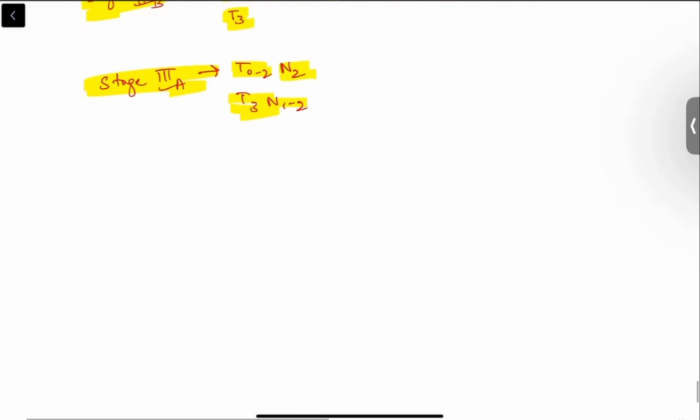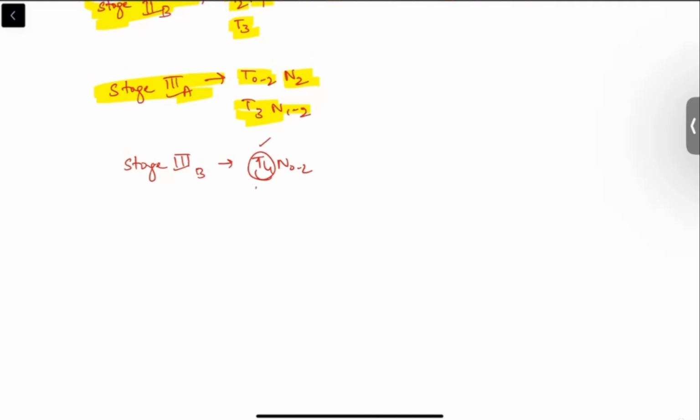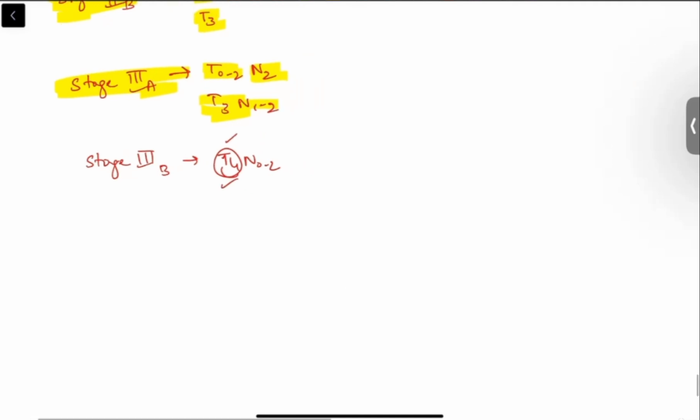Similarly, stage 3B, it is T4 N0 to 2. So the tumor is inflammatory breast cancer, or it may be involving the chest wall, or it may be involving the skin. And lymph nodes, again ipsilateral axillary group of lymph nodes or internal mammary lymph nodes, axillary group being matted. This is stage 3B.